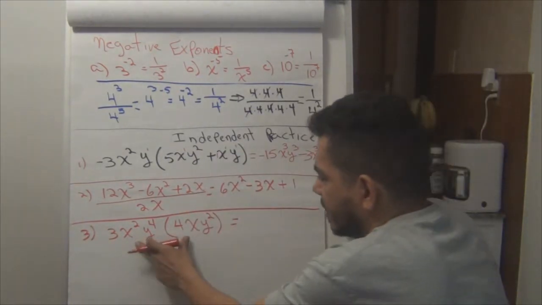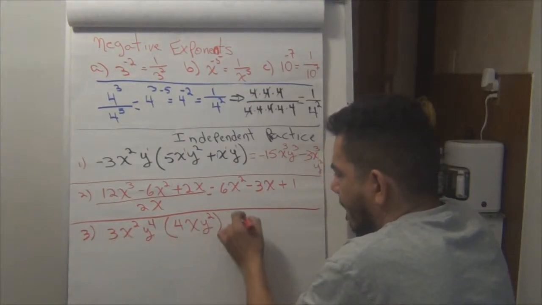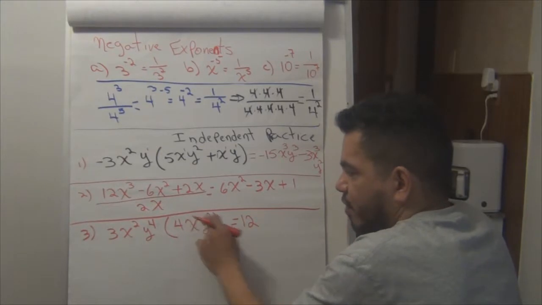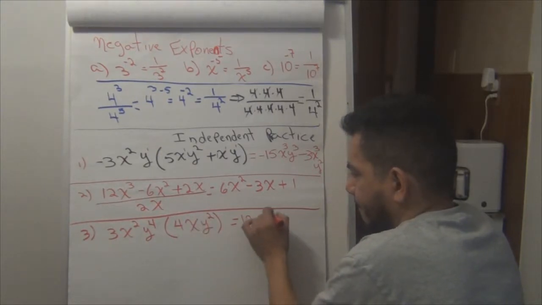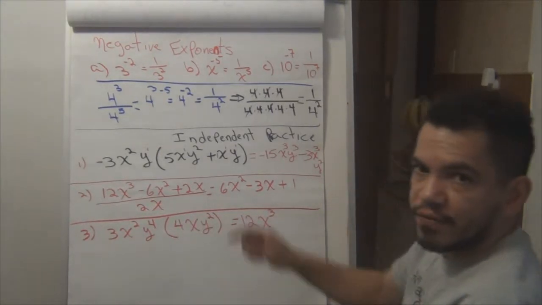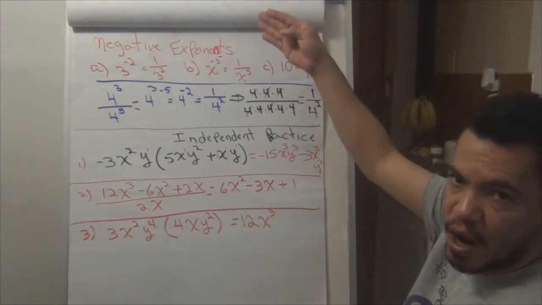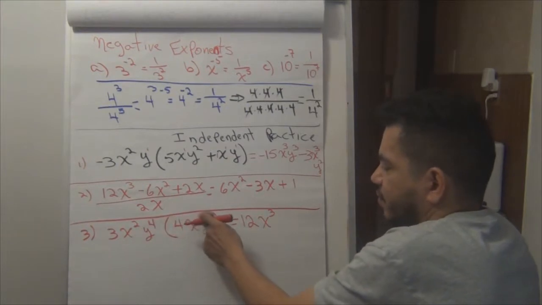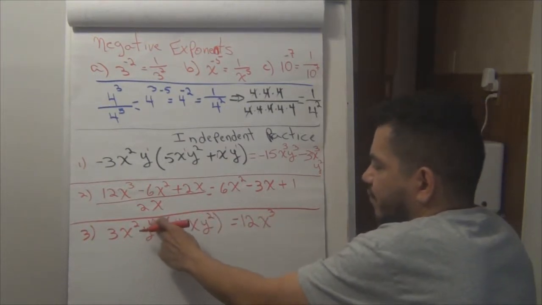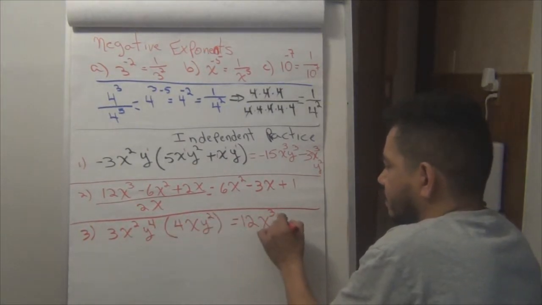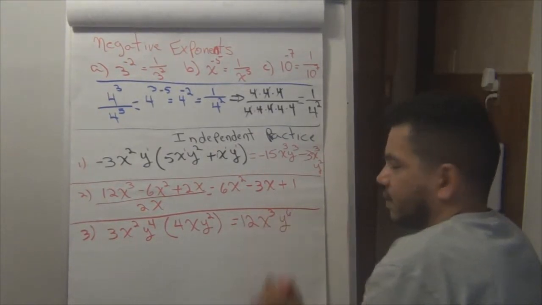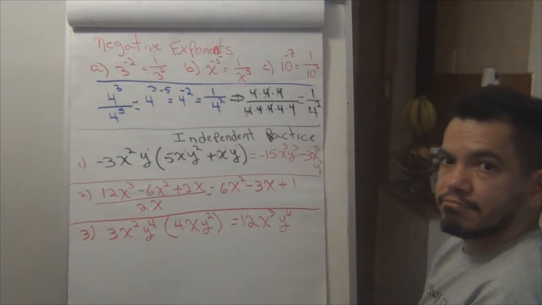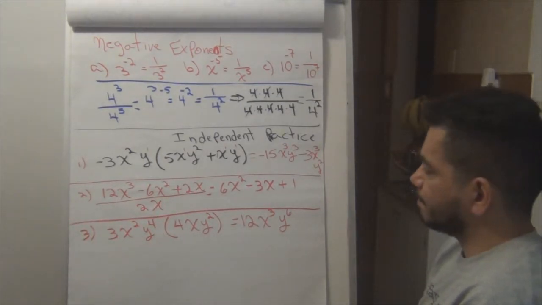So let's see. Let's multiply. 3 times 4, 12. X squared times x to the first is what? X to the third. If you are confused, you go back to the product rule. And then y to the fourth times y to the second is y to the sixth. So that's it. That's what you got.